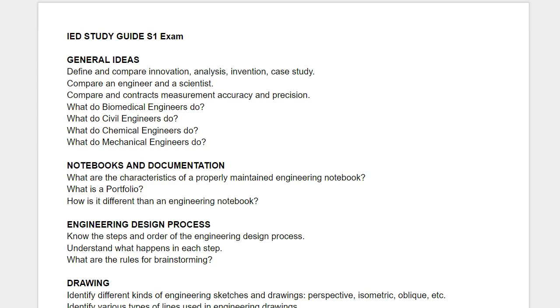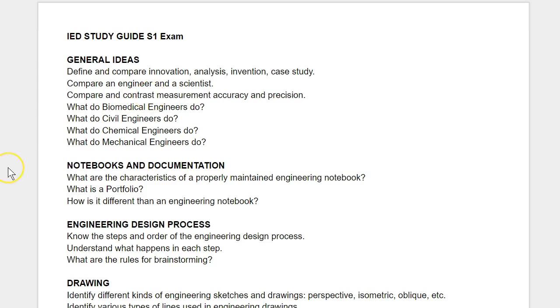You need to compare a scientist and an engineer. The easiest way is to think about the questions that they answer. A scientist tries to answer, why does this happen? They observe something in nature and they try to understand why it does that. An engineer always starts with a problem to solve. An engineer tries to come up with a way to solve a problem. So the scientist asks why, and the engineer asks how to solve. You need to be able to compare and contrast, not contracts.